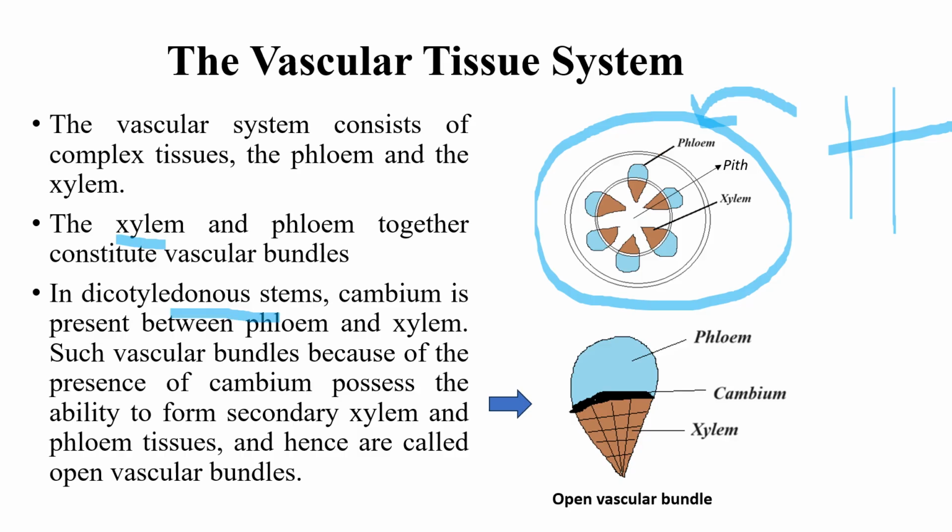In case of dicot stem, when you cut a dicot stem, cambium is present between xylem and phloem. Xylem and phloem are present together in the dicot stem, and a cambium layer is present between this xylem and phloem. From this cambium, the secondary growth of the plant will occur. So it is known as open type of vascular bundle. Open type means open to the secondary growth. So when you find a cambium layer between xylem and phloem, it is known as open type of vascular bundle.